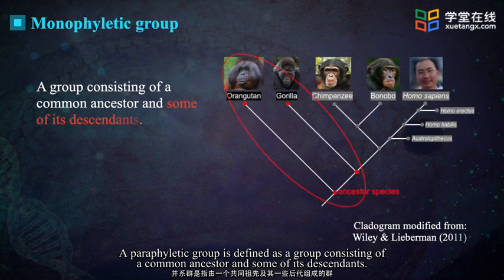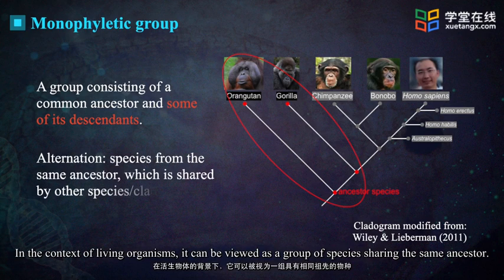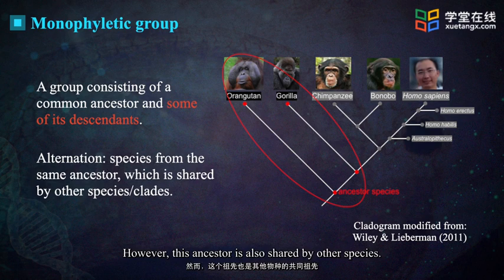A paraphyletic group is defined as a group consisting of a common ancestor and some of its descendants. In the context of living organisms, it can be viewed as a group of species sharing the same ancestor. However, this ancestor is also shared by other species.